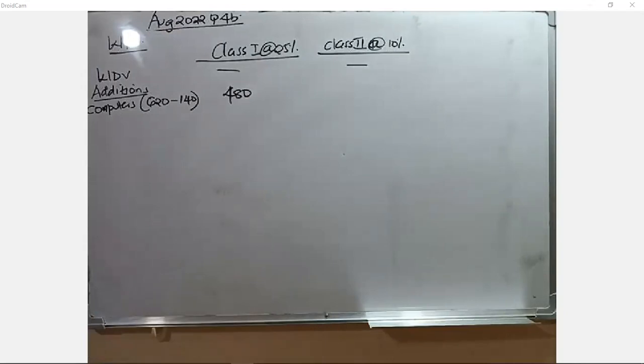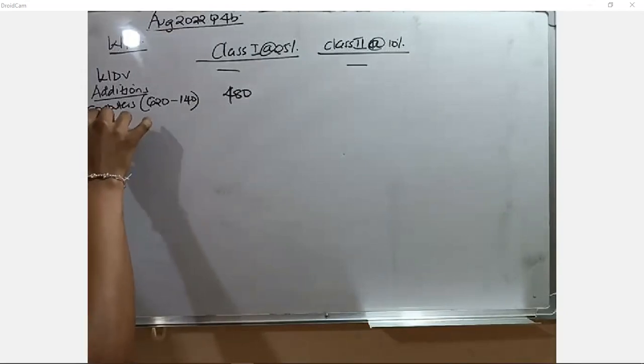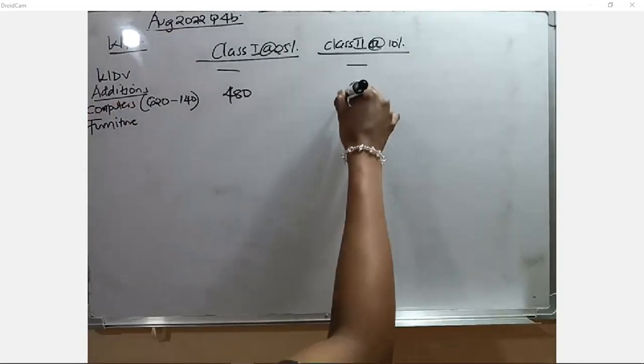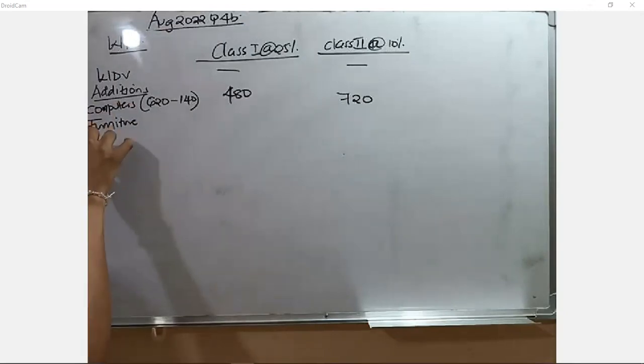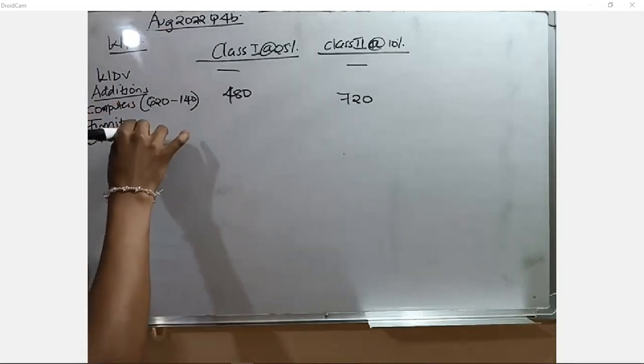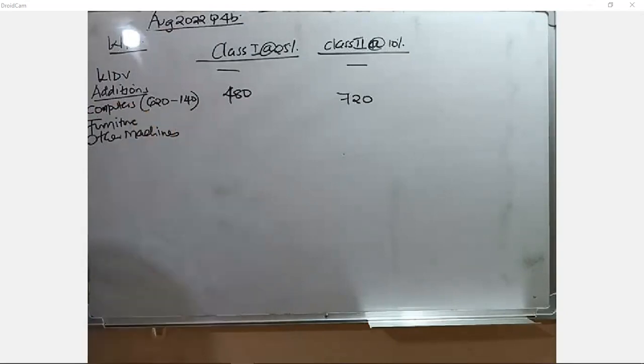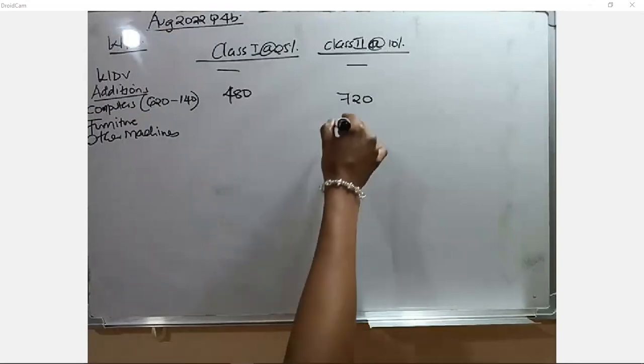Then we have another one. We have been told acquired furniture and other machines at 740, 720, and 968. So we start with furniture. Furniture, which qualifies for class 2, amounts to 720. Then we have been told there that we have other machines which follow the same suit, which qualify for class 2, 968.